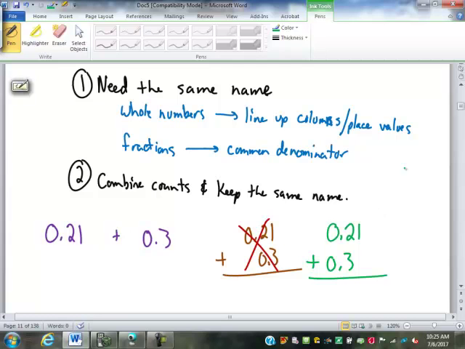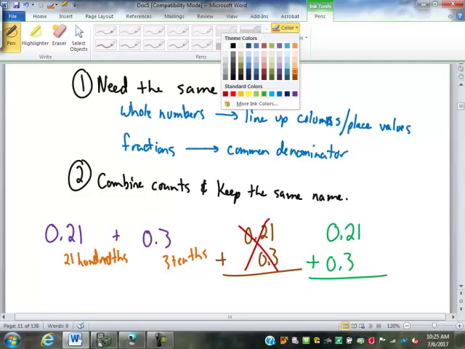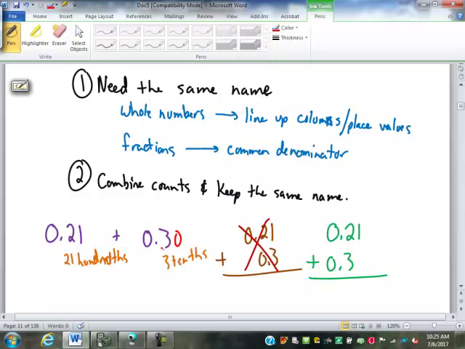No, because adding 0 to 2 and 3 to 1 would not be close. This is 21 hundredths, right? This is 3/10. They don't have the same name. We cannot combine them. So technically what we're doing is putting a 0 there to make that 30 hundredths. And now they do have the same name. And now the decimal points would naturally line up.